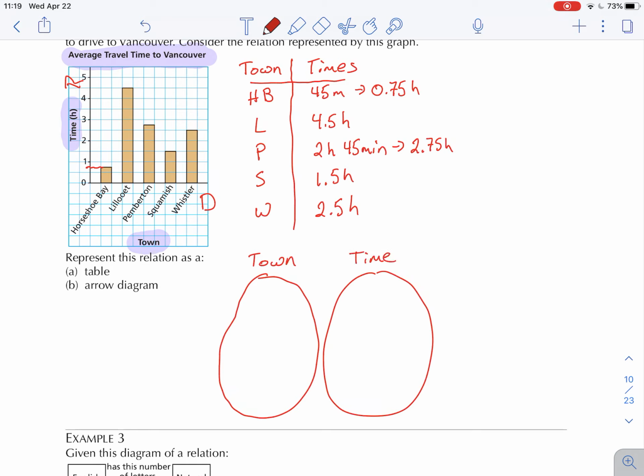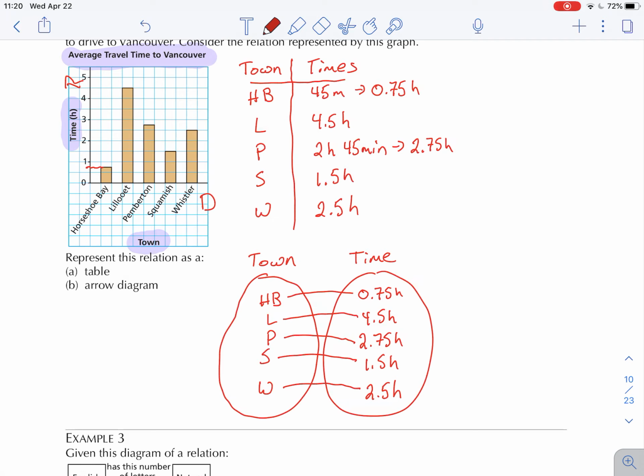We draw our two sets. We have our towns on this side and our times on this side. Towns are our domain, times are our range. Horseshoe Bay, Lillooet, Pemberton, Squamish, and Whistler. Times 0.75 hours, 4.5 hours, 2.75 hours, 1.5 hours, and 2.5 hours. And then we connect the town with its time.